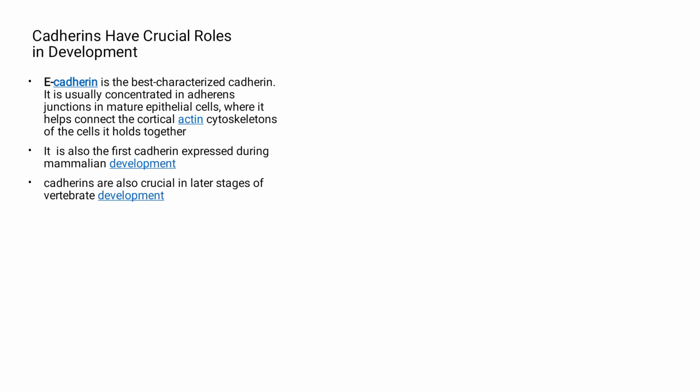During compaction, the loosely attached cells called blastomeres become tightly packed together and joined by intercellular junctions. Cadherins are also crucial in later stages of vertebrate development.